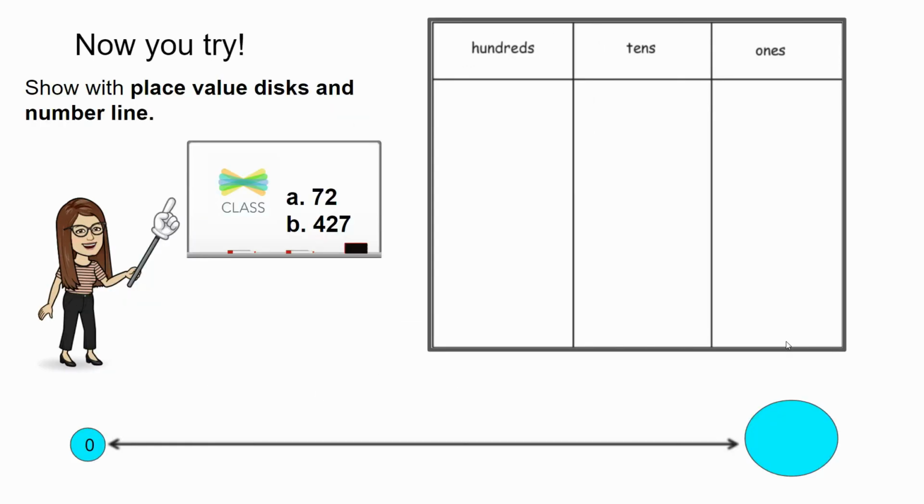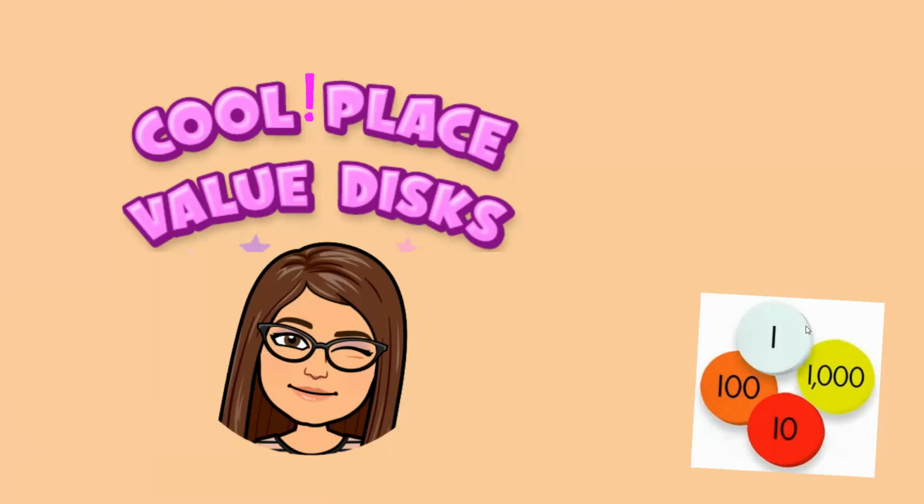Now, it's time for you to try it on Seesaw. You're going to model 72 and 427 using the place value disk and an empty number line. Have fun, everyone!